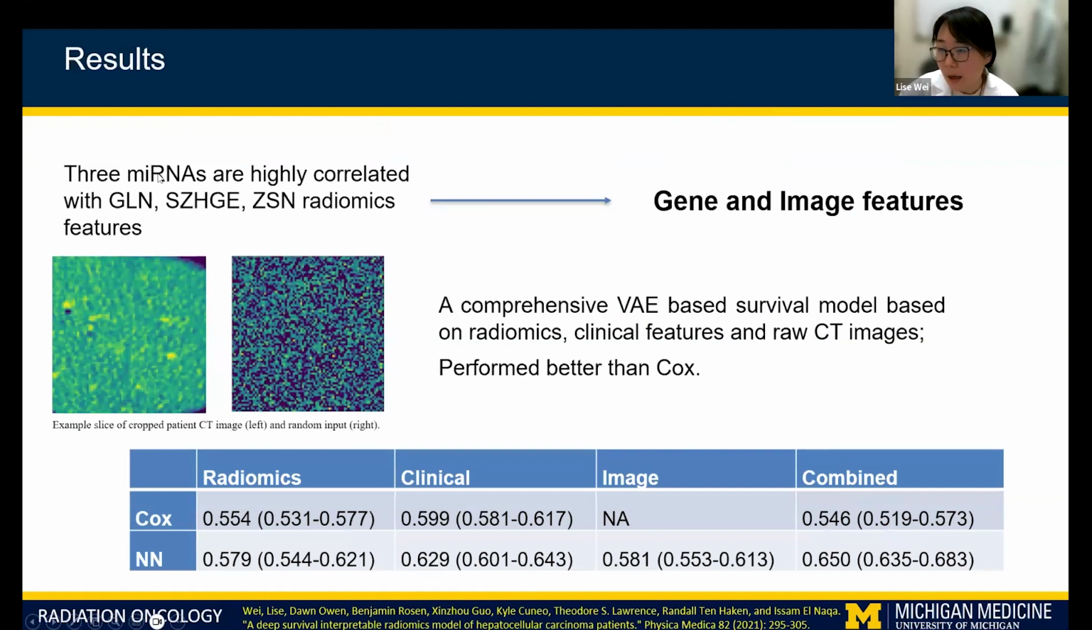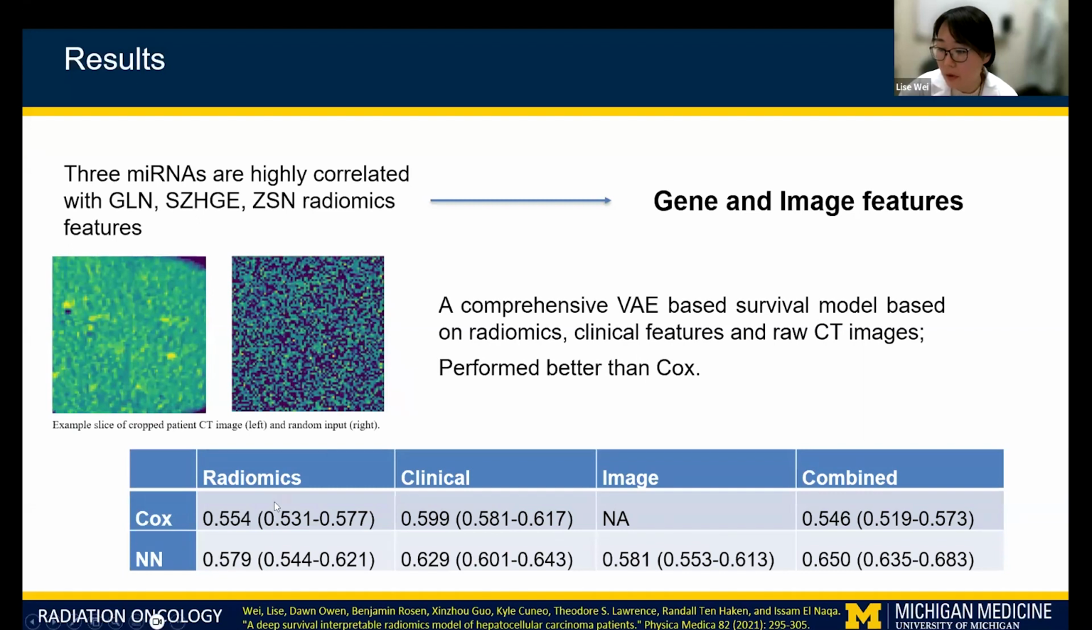So microRNA is very predictive. However, we only have 25 of them, so I didn't include it in the neural network model. But the simple correlation analysis showed that these microRNAs are highly correlated with some of the radiomics features. As you can see, on the left side is a patient CT, a cropped patient CT. On the right side is kind of a random input. So we see there are definitely some textures from these images of liver that are somehow correlated with genomic information. This is very interesting, but lacks data for more complex analysis.